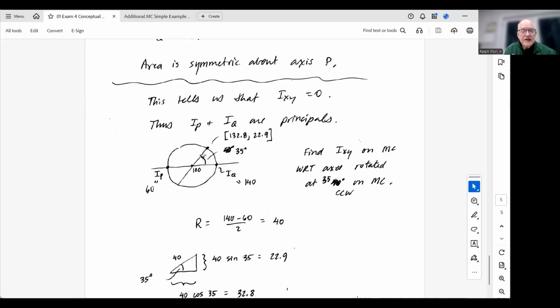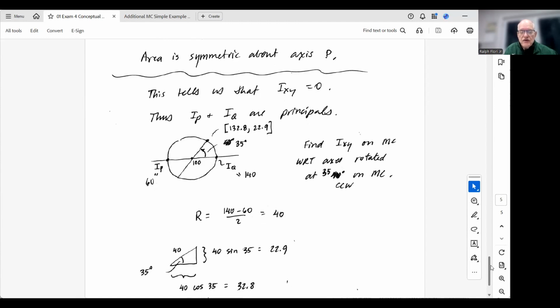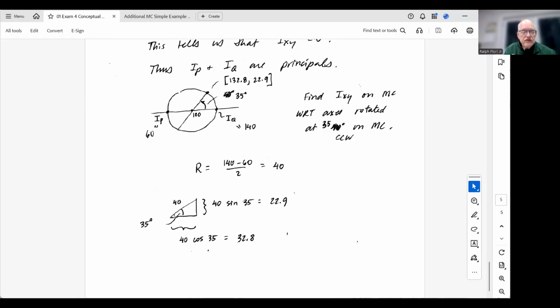And of course, you know your radius now. So if this was 60 and 140, then the radius is 140 minus 60, which is 80, divided by 2, which is 40. So the radius is 40. So this guy's 40, and you get the 35 degrees. And so you can draw this little triangle, which is 40 cosine 35 is this guy, 40 sine 35 is this guy. The coordinates of this point are 100 plus 32.8, which gives you 132.8. And then the product of inertia, this guy, is 40 sine 35, which is 22.9.